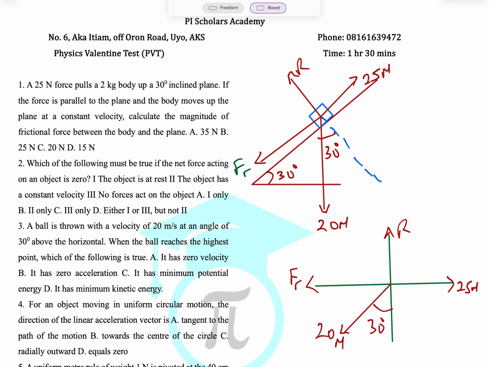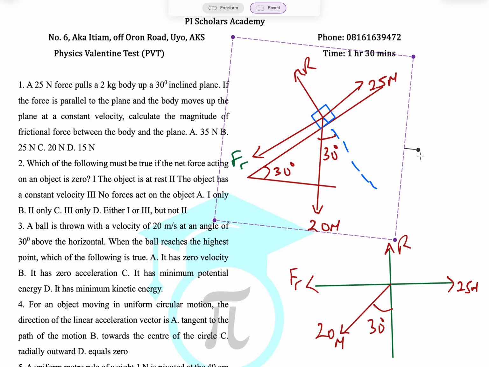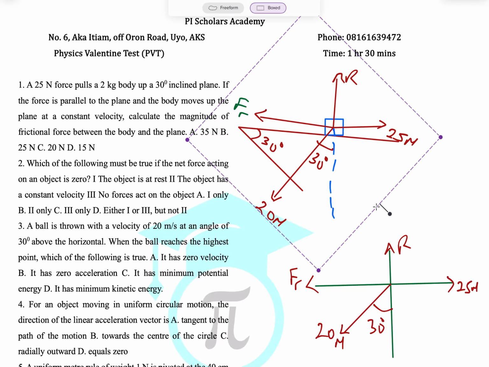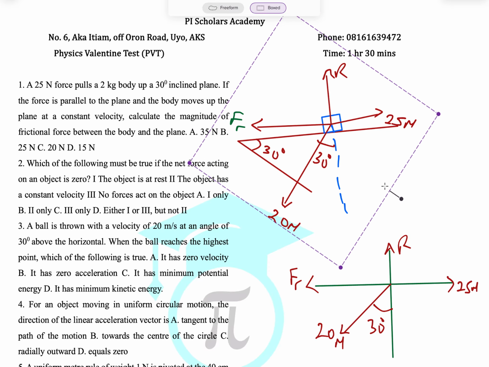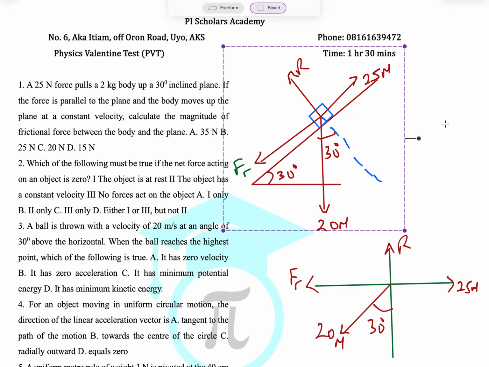So to show you what that is from your point of view, I'm going to rotate this entire thing. I think I have to take this R down a little bit. Let me rotate this and show you what exactly I've done here. If you look at that, you see that R is up and then FR is to the left, 25 Newton is to the right, and 20 Newton is just in between that. So that is what I've done with this inclined plane.